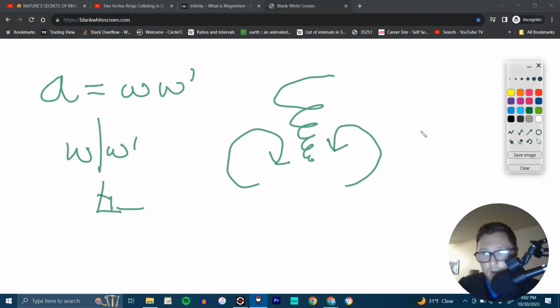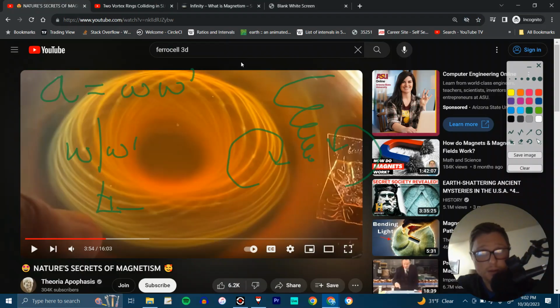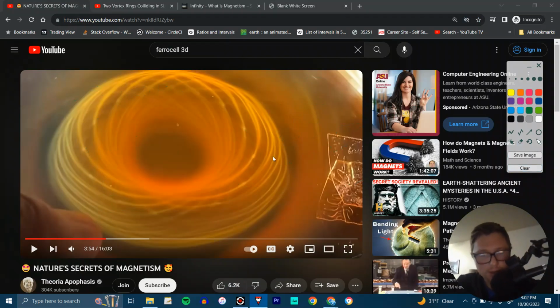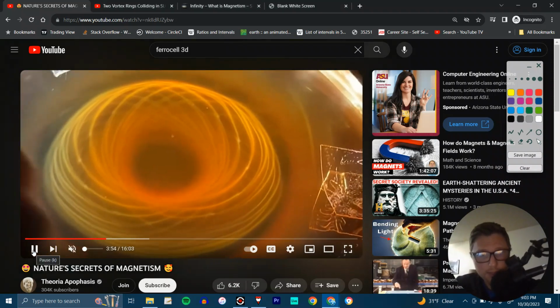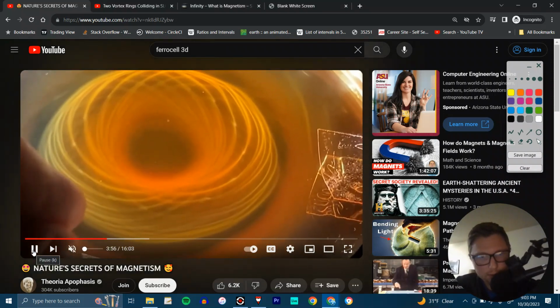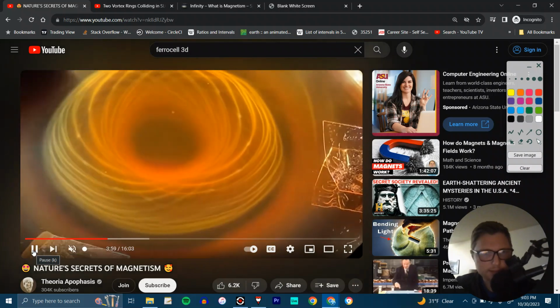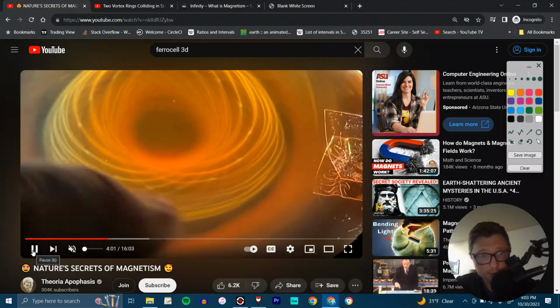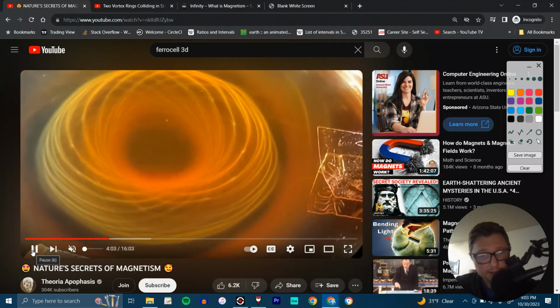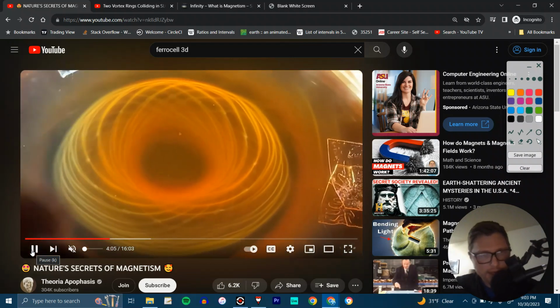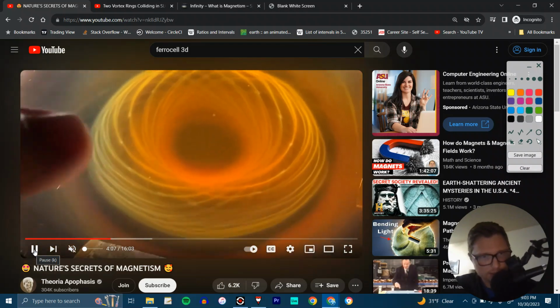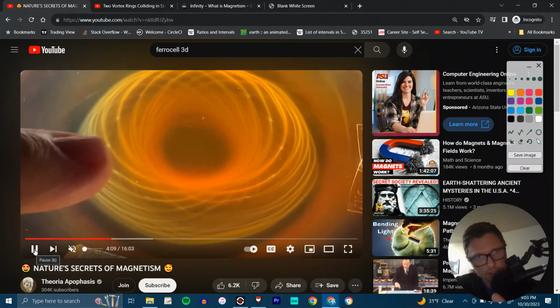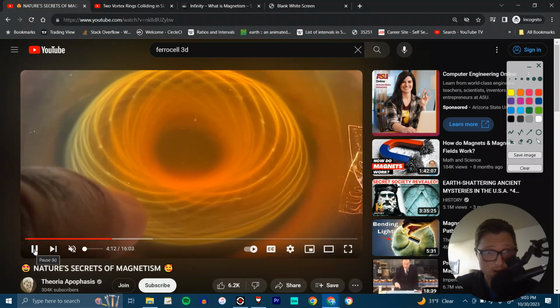Now, going back over to this video, we can see the three-dimensional toroidal helical rotation of a magnet under a ferrocell. So we're looking at its geometry, and you can look up a ferrocell, and there are plenty of images showing the side views, but this is showing more or less the three-dimensional aspect of the magnet.